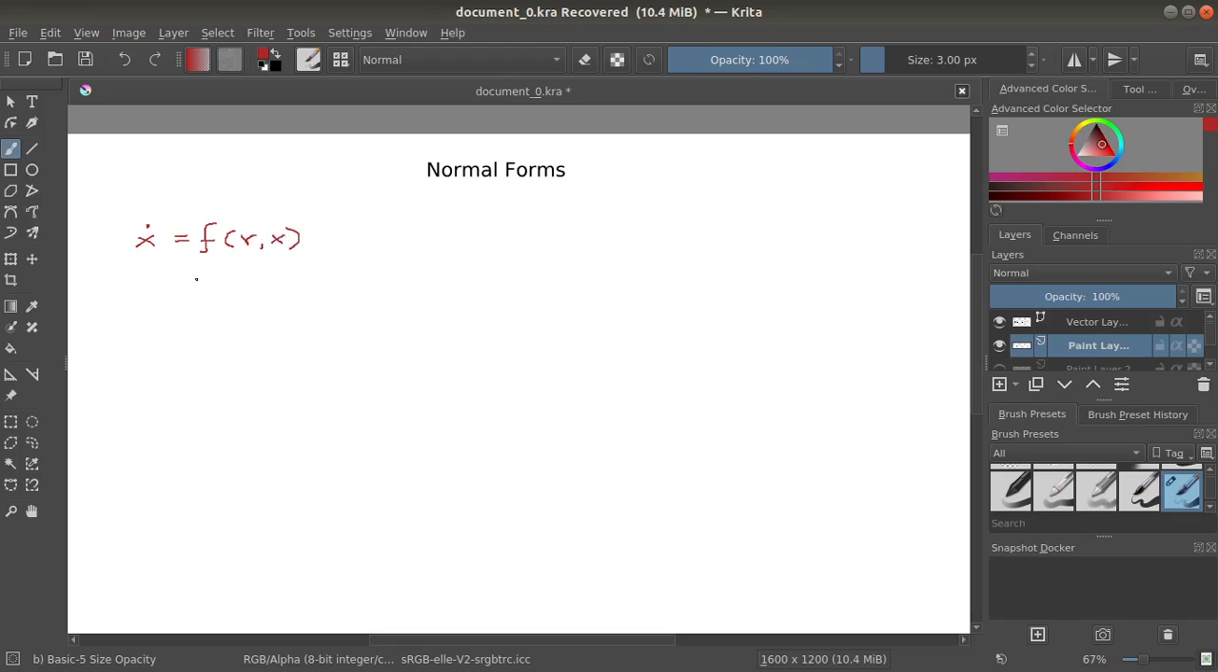Now I am interested to know the behavior of this function near the bifurcation, right? So the bifurcation happens at x is equal to x star and r is equal to r critical, right? So now what I'm going to do is a Taylor expansion of this function with respect to this point. So in that case, what do I get?